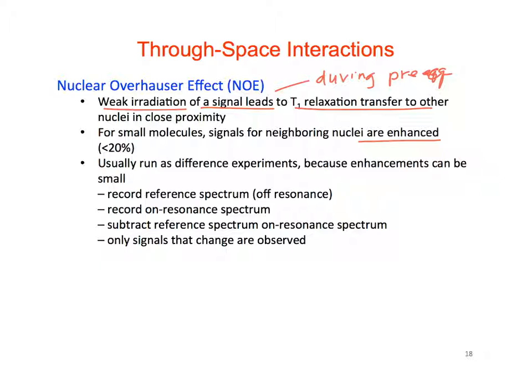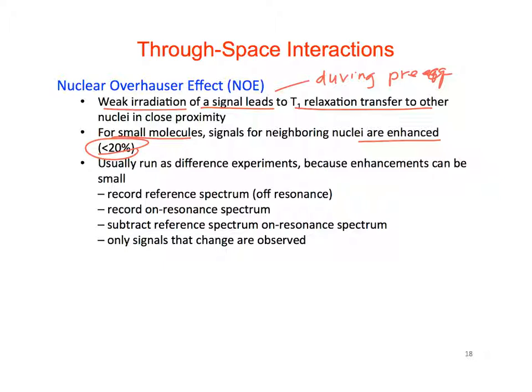Okay? This works in this way for small molecules, maybe molecular weight lower than, I don't know, 600 or something like that. As we get big molecules, there's a range where the NOE goes through 0, and then it becomes negative. Okay, we'll talk more about that when we talk about 2D NMR. Because these enhancements can be up to 20%, but oftentimes they're much smaller.